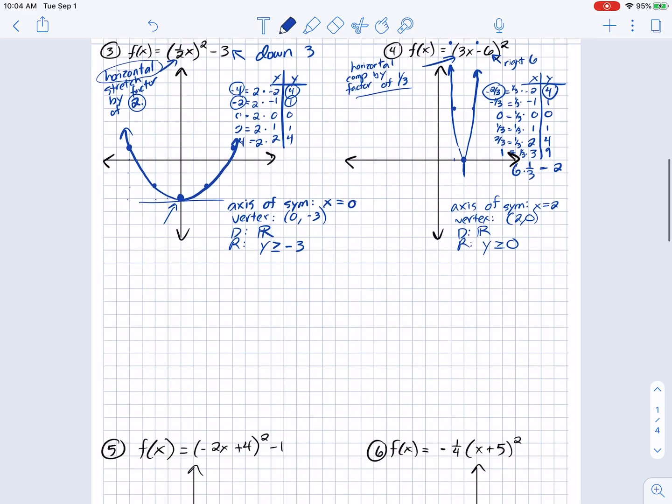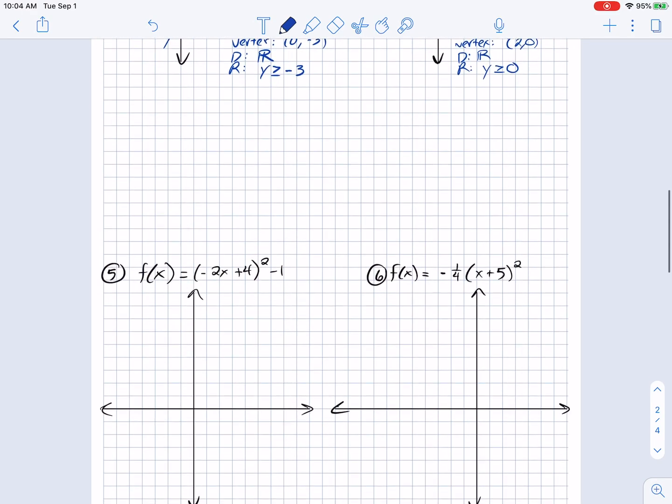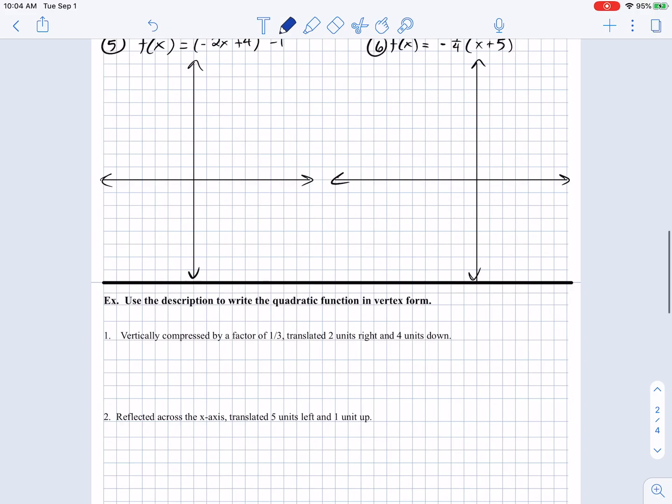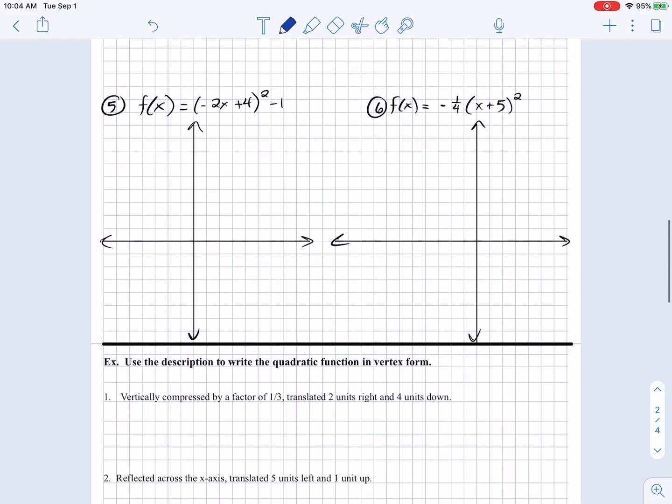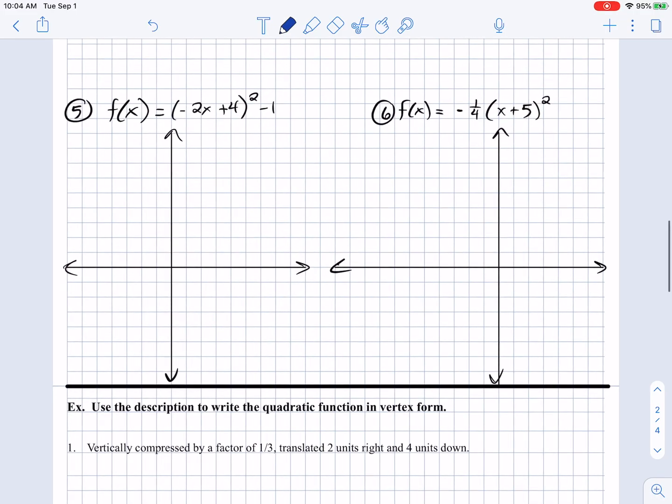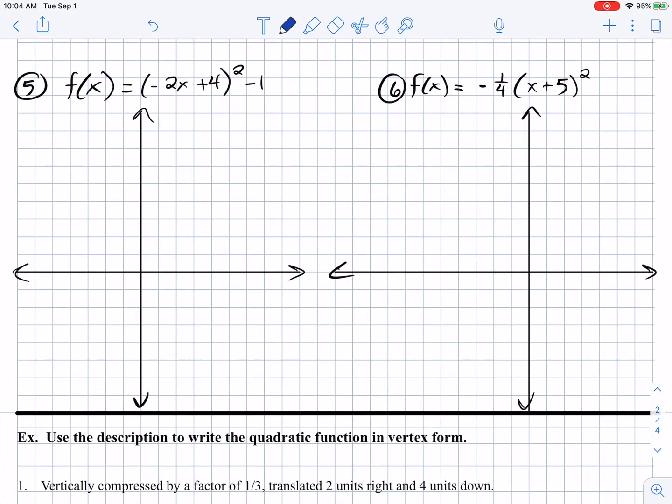Okay, let's try one more together, and then we will use a description to write a quadratic function in vertex form, and we'll finish there. Kind of a lot for notes because this is our first section for quadratic functions. They will get shorter throughout this unit.